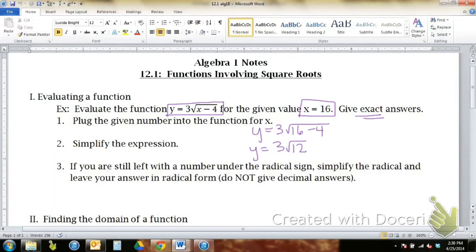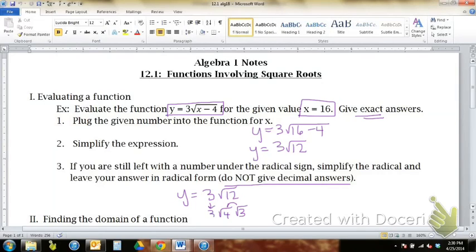Now I can't multiply the 3 and the 12 because one's under the square root and one's not. So if you are still left with a number under the radical sign, simplify the radical and leave your answer in radical form. Do not ever give decimal answers. So 3 square root of 12. Remember, we break down square roots by what numbers multiplied make 12, and one of them has to be a perfect square.